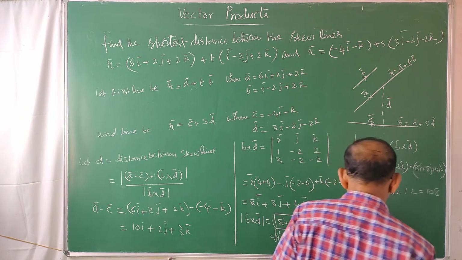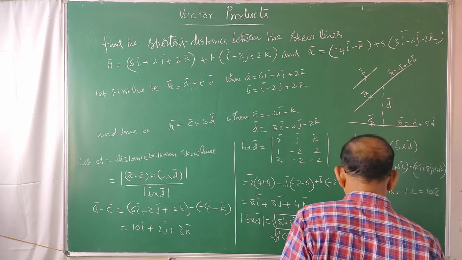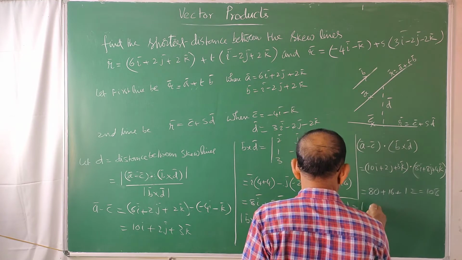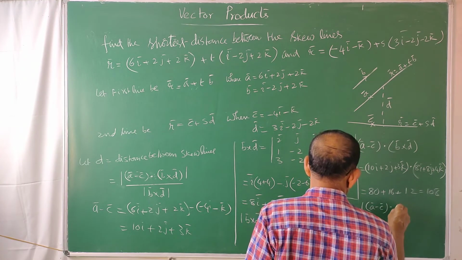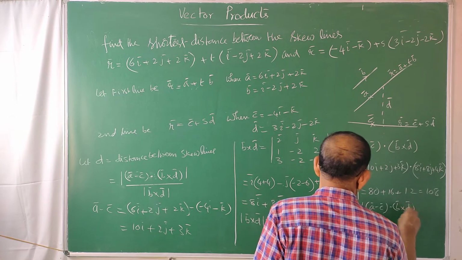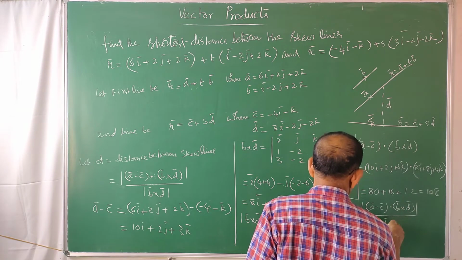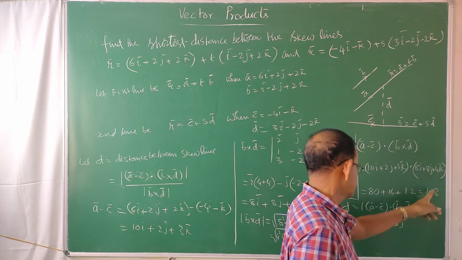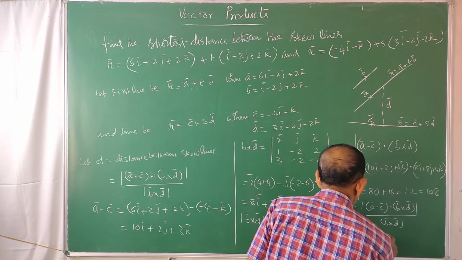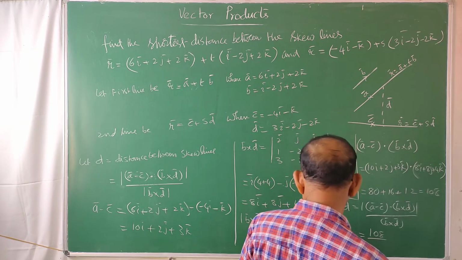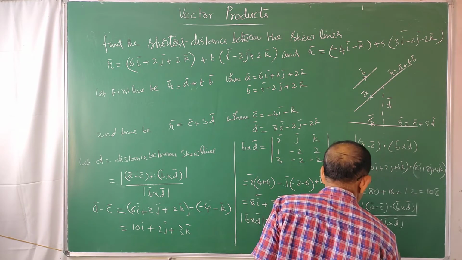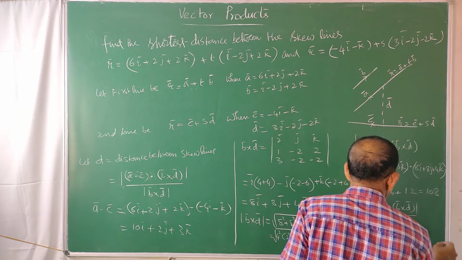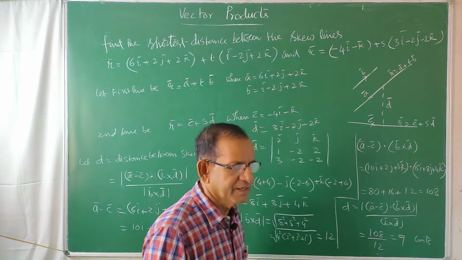Now let us find the shortest distance D. D is equal to the modulus of a bar minus c bar dot b cross d, divided by the modulus of b bar cross d bar. A bar minus c bar dot b cross d is 108, divided by the modulus of b cross d, which is 12. So 9, it goes 9 times in that. The shortest distance between the two given lines is 9 units.